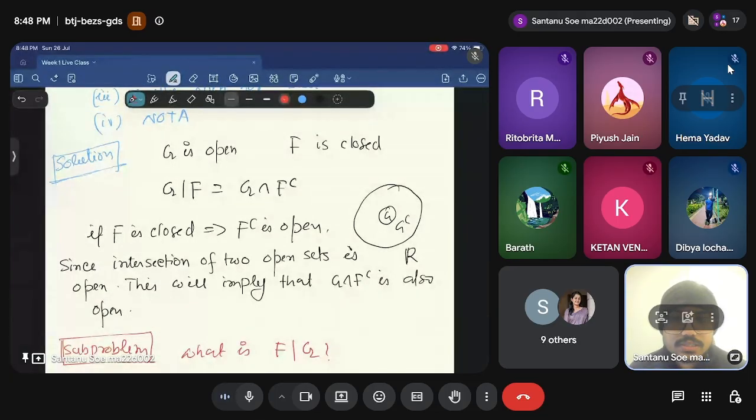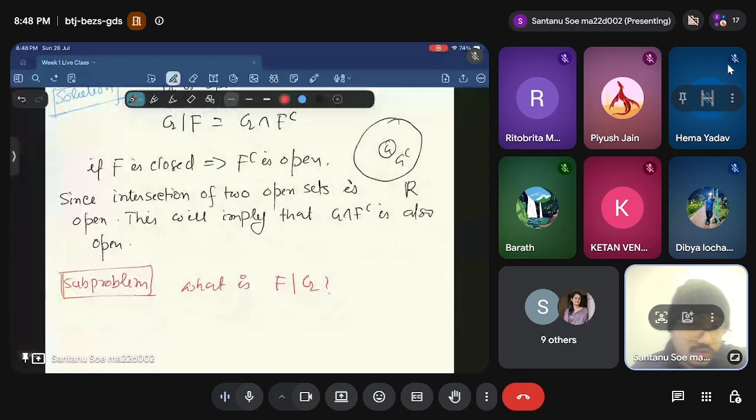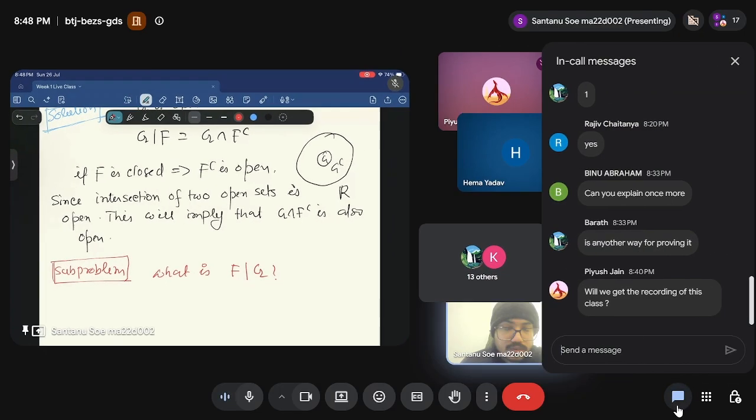Why is G intersection F complement open? Okay, so I assume you guys have got it, that why it is open. Then what about F minus G? Anyone in the chat? If G minus F is open, what about F minus G?